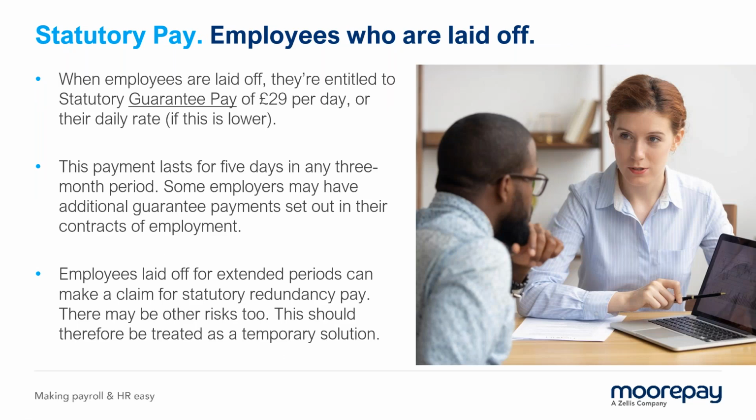Just to talk about then the pay for people who are laid off. If an employee is laid off, they are entitled to a statutory guarantee pay of £29 per day, or their daily rate if it's lower. And this payment lasts for 5 days in any 3-month period. Employers can have additional payments if they set it out in their contract of employment, but it is just £29 a day for 5 days in any 3-month period. If employees are laid off for extended periods, then they can make a claim for statutory redundancy payments. So this is not a long-term solution. This is a short-term solution to try and avoid putting in a redundancy situation, and you should treat that as temporary.